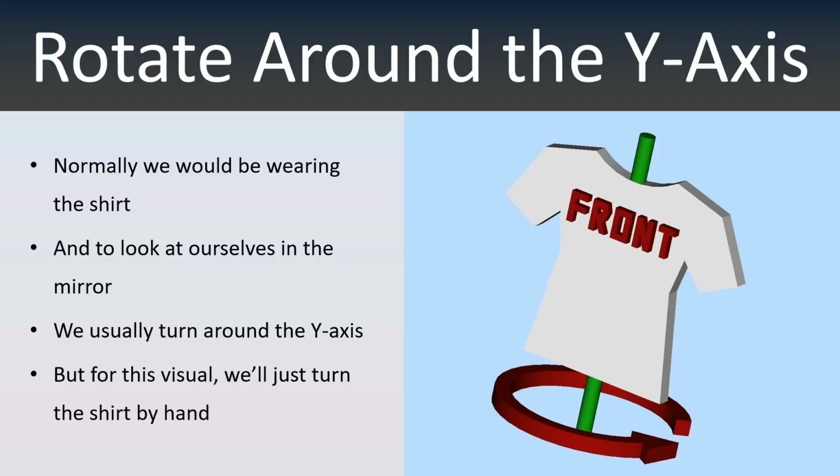Rotate around the y-axis. Normally, we would be wearing the shirt, and to look at ourselves in the mirror, we would have to turn to face the mirror around the y-axis. But in this visual, we're just imagining that we're turning it by hand if we're holding it in our hands in front of us as we face the mirror. And we're going to turn it around the y-axis.